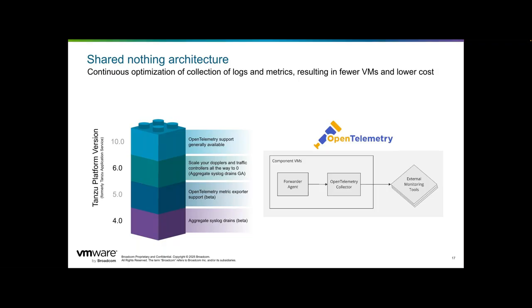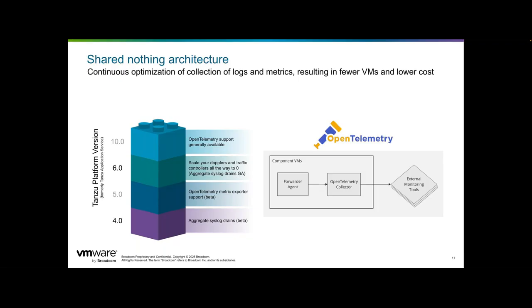So this concept, the shared nothing architecture, first started in the 4.0 timeframe, where we introduced aggregate syslog drains. You could consume that similar style of data you'd get from a firehose nozzle directly out of an aggregate syslog drain. You could configure it in Ops Manager and it just speaks normal syslog. And in the 5.0 timeframe, we started introducing the OpenTelemetry metric exporter as well.